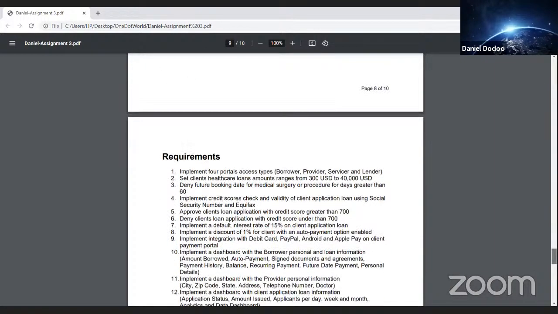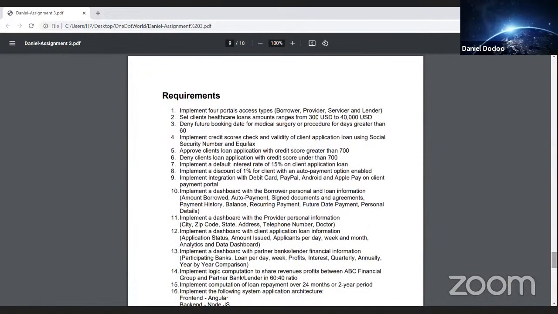So we go into the technical requirements of our project. I've already gone through it, but this takes into key consideration technical details that need to be captured by all stakeholders so that we have a clear understanding of what the system is to do. Implement 4 portal access types: you have the borrower, provider, servicer, and lender.